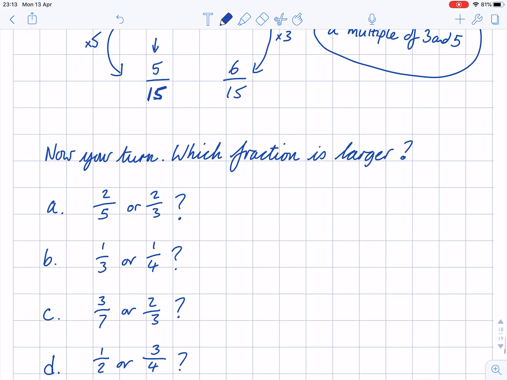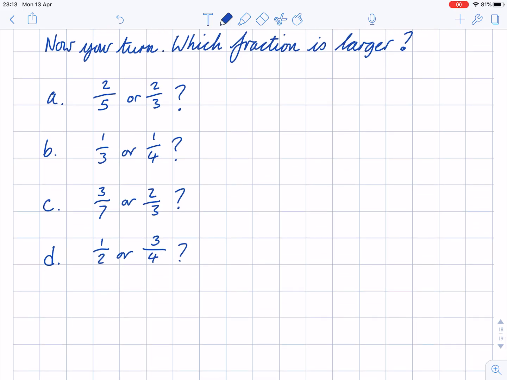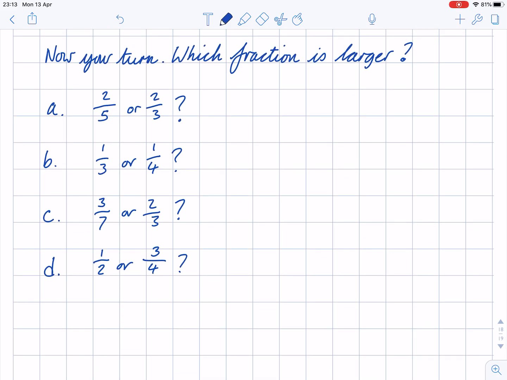Now it's your turn. I've given you 4 problems to solve. They shouldn't take you more than 5-10 minutes. Remember, the 2 steps you need to think about are, you need to find a multiple for both your denominators. This first one is easy because we know it's 15, so you need to turn 2/5 and 2/3 both into equivalent fractions over 15. Once you've done that, you're able to compare the fractions. You need to do it for all 4, and then we'll go through the answers together. So pause the screen now. Remember, go back if you need to see the explanation again. Work your way through them and then press play when you want to go through the answers, please.